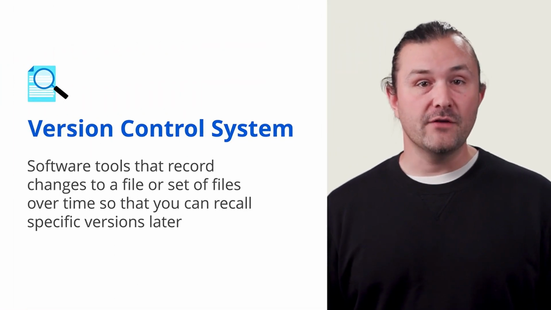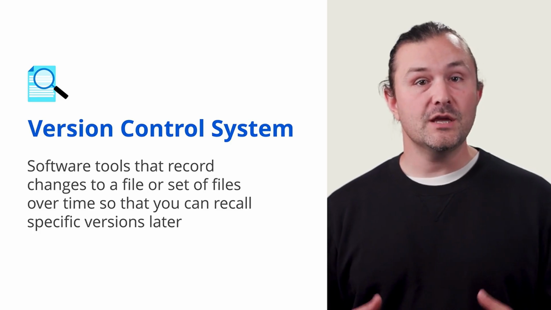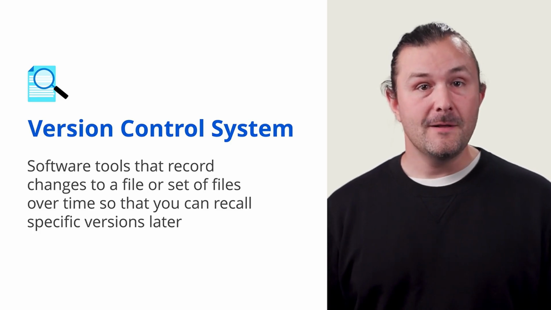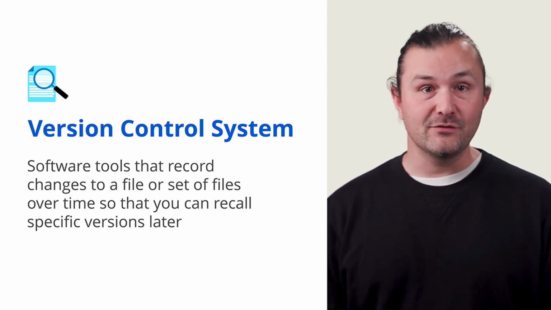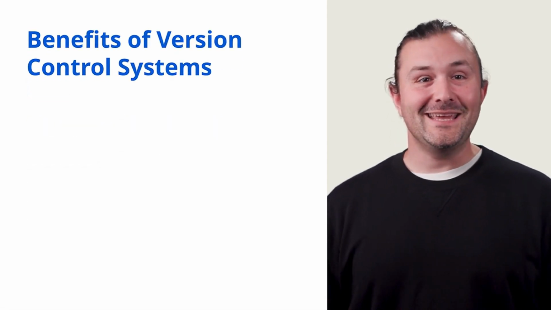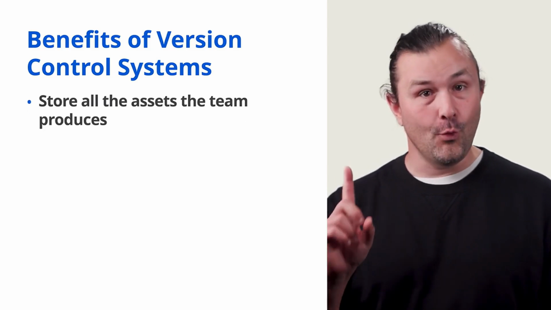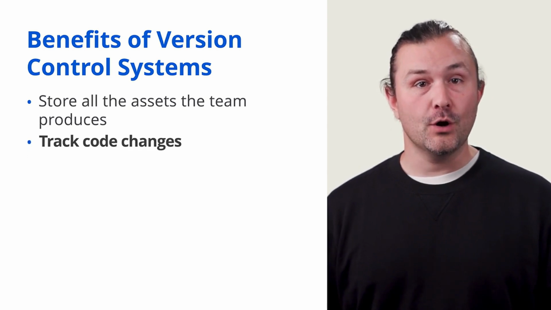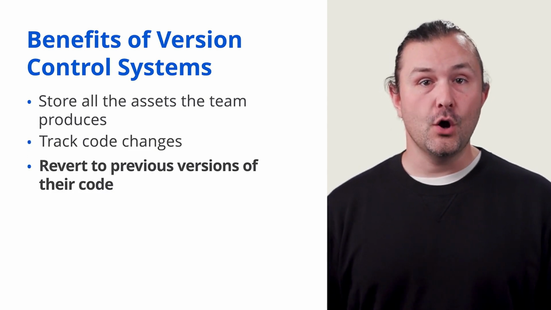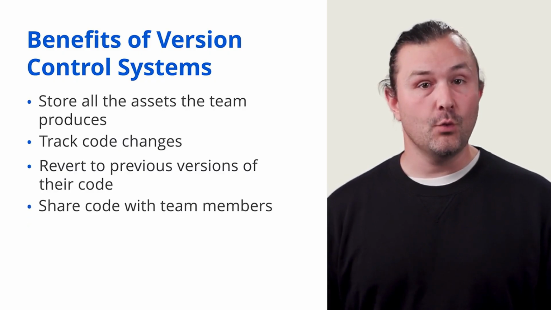Version control systems. Version control systems are software tools that record changes to a file or set of files over time so that you can recall specific versions later. This allows multiple users to track revisions and collaborate effectively. With a version control system like Git, teams can store all the code, images, video, and other project files in one place. It allows the team to track code changes and daily work, revert to previous versions of their code, and share their code with other members of the team without overriding each other's work.